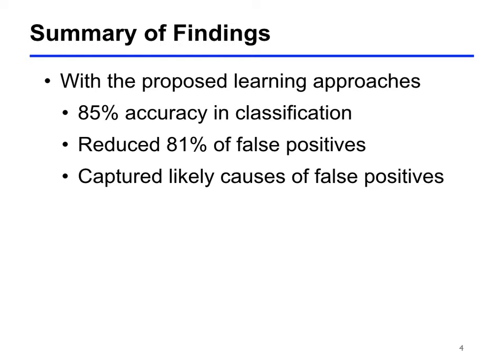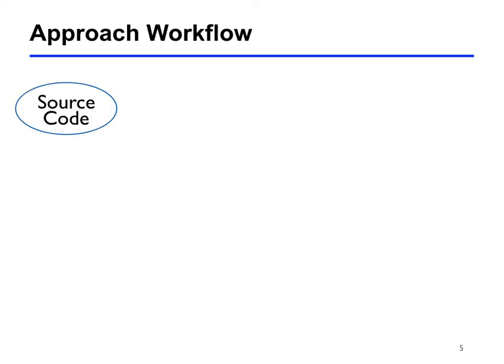To give you an overall view of the results, with the proposed learning techniques, we achieved 85% accuracy in classification and filtered 81% of the false positives without drastically affecting the true positives. Manually investigating why we achieved these good results, we observe that our learning algorithms are capturing some signals in the code that are indeed leading to false positive error reports from the SCA tool and for the dataset we used in this case study. We observe that these signals are explanatory rather than random correlations. Now I will continue with the overall workflow.